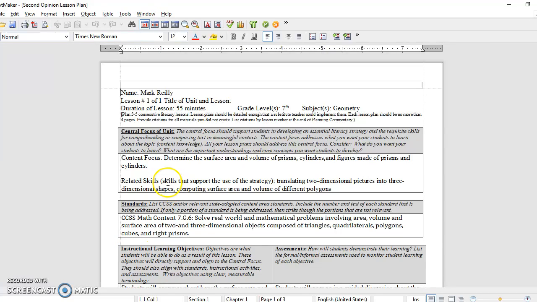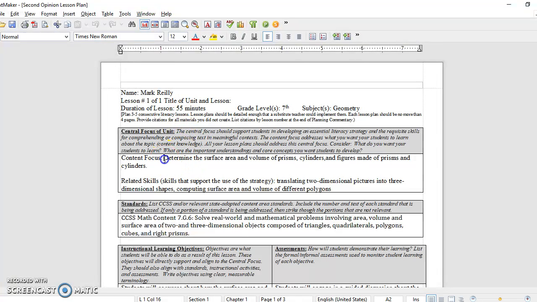Okay, so this is my lesson plan for the second opinion assignment. As you see right up here, my duration of the lesson was 55 minutes. I chose to use a lesson on geometry, which means that I had to cut my lesson down a little bit because in the article the lesson was 100 minutes, and obviously I only had about half that time.